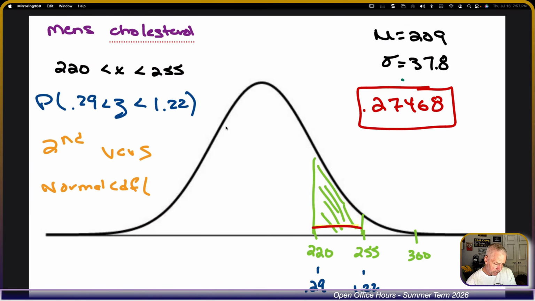My handwriting seems to be getting worse. My syntax that I use in class is just go from the farthest left z-score, read left to right, farthest left z-score to the farthest right, and the calculator will tell you the area in between those two. In the case of our example right here, I'm going to put 0.29, comma 1.22. And the calculator will find the area between those.